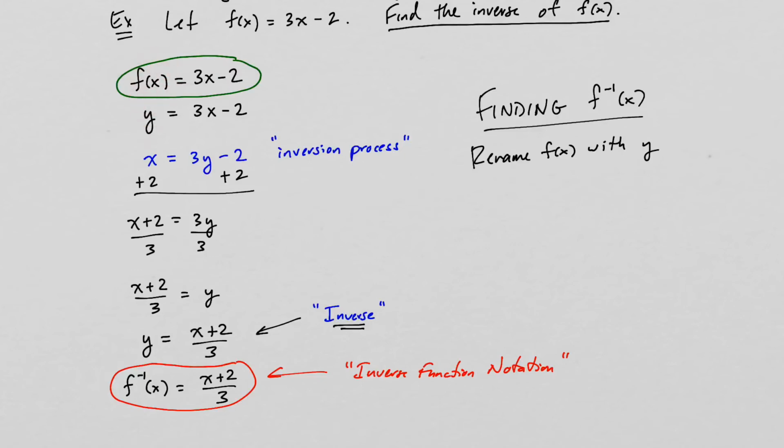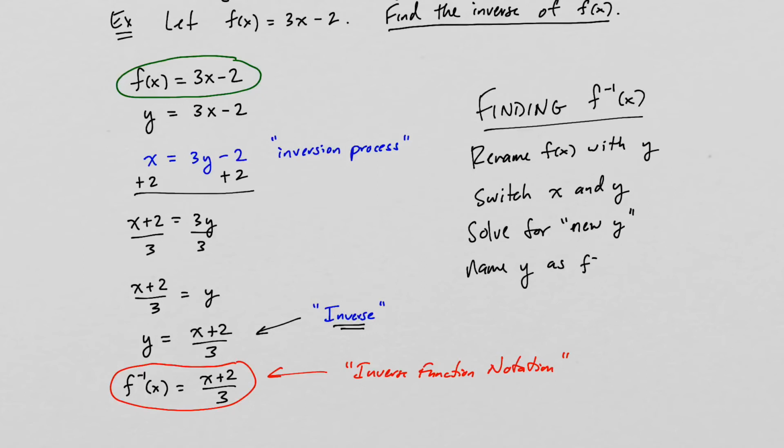The second step is you switch x and y. And then you solve for the so-called new y. And that new y is your inverse, and then you name your new y as f inverse of x. That's the basic procedure for finding an inverse. Let's try another example.